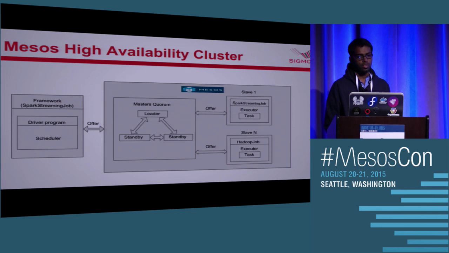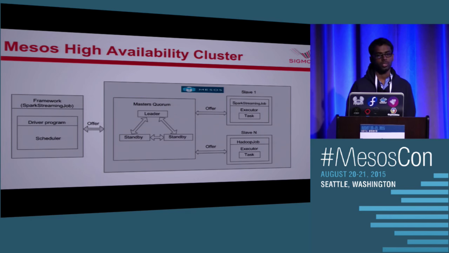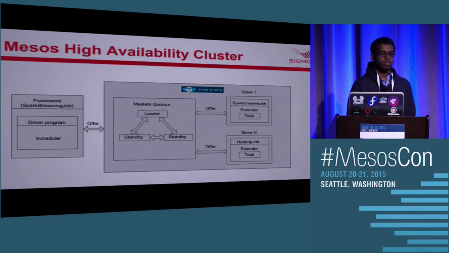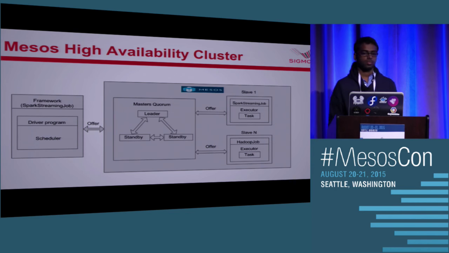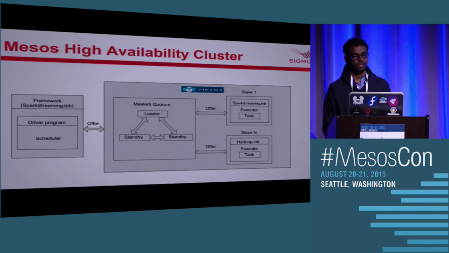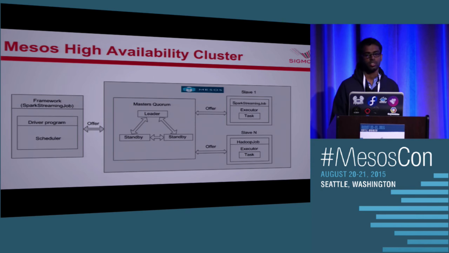Whenever you submit a job to Mesos, those are called frameworks. Here my Spark Streaming job is my framework, which will have a driver program and a scheduler. The driver program will request resources from Mesos. Those are called offers. Offers are the resource allocation requests. And then the master will schedule the job on the slaves. These slaves will be Spark executors running your job for you.